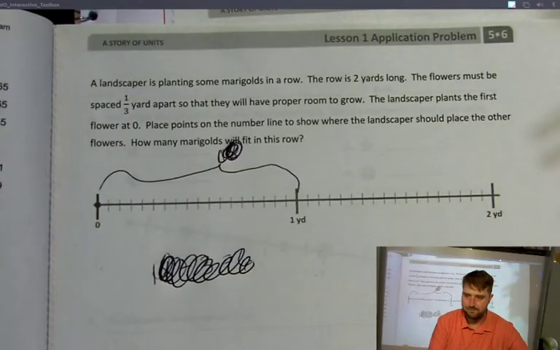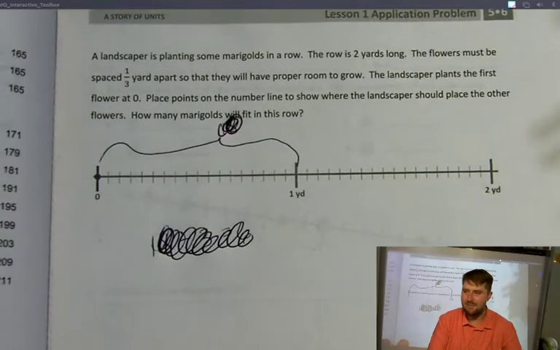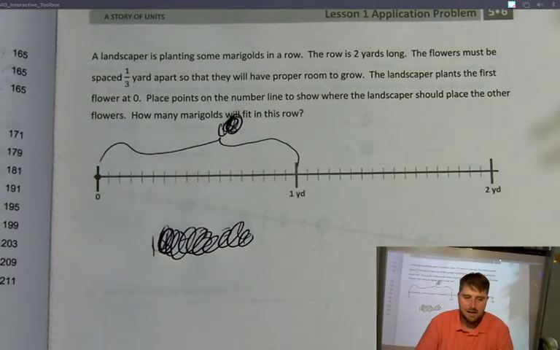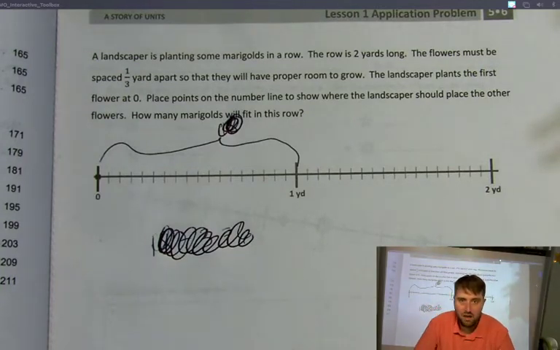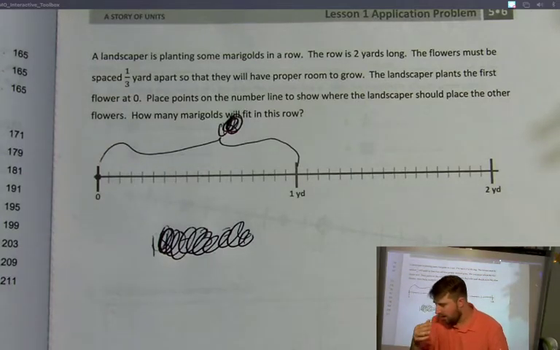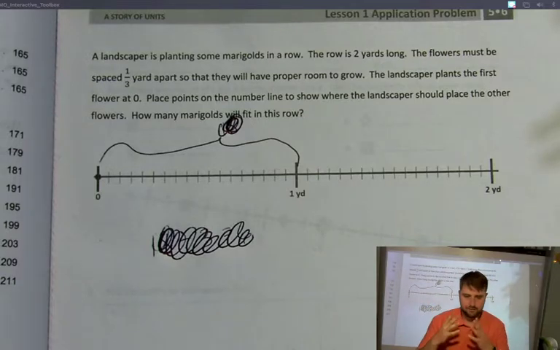A landscaper, somebody who's planting plants, is planting some marigolds, which are a type of flowers, in a row, so in a line. The row is 2 yards long. We remember from past years that a yard is 3 feet, so the row is 2 groups of 3 feet long. And that's just to help you visualize it, but the row is 2 yards long.